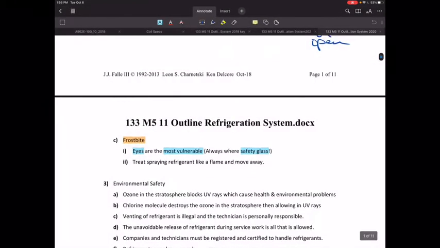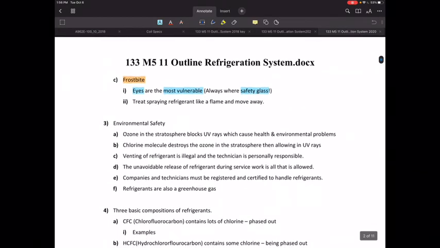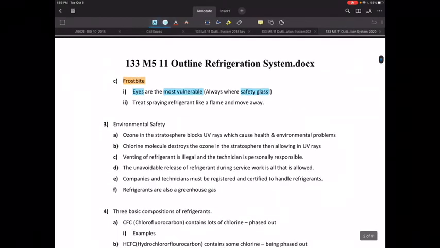Okay, so I really can't emphasize this enough: treat a spraying refrigerant like a flame. Get away, don't try to stop it. That's the reason behind that. So I'm just going to put a note on here to see handout 37.